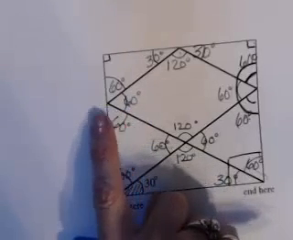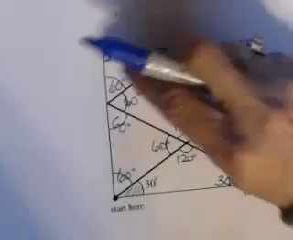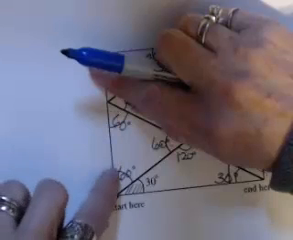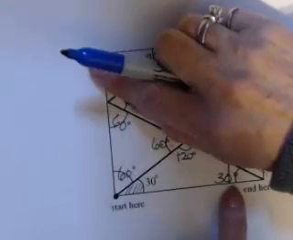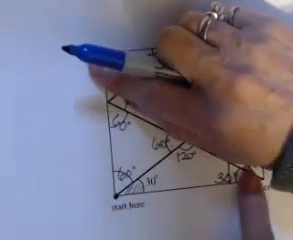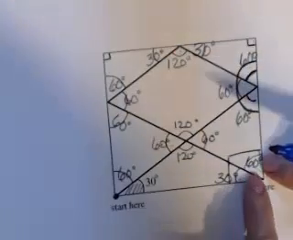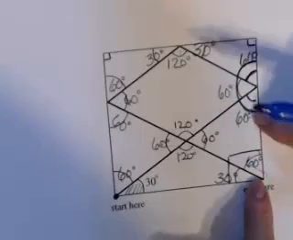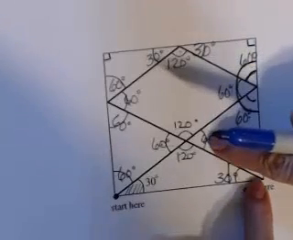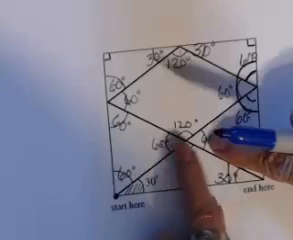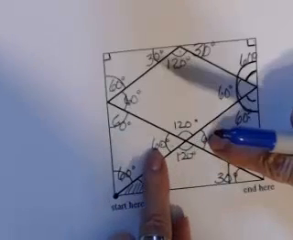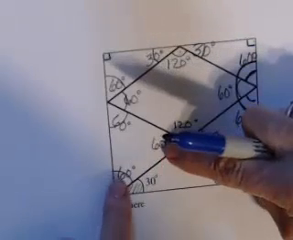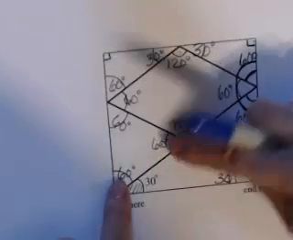Now, I have another right triangle here. This one is 60. This is 90. So that makes this angle 30. So this angle would have to be 60. I have an equilateral triangle, 60, 60. So this one's 60. These are vertical angles, so they have to be the same. That gives 60, 60. So this has to be 60 as well.